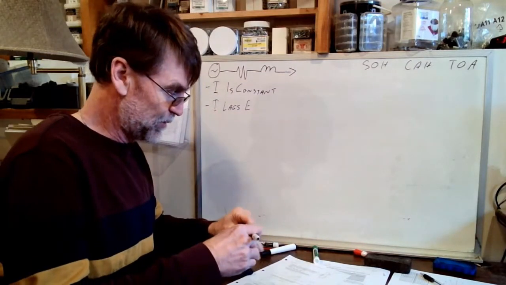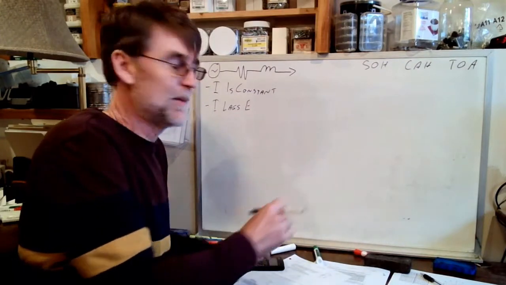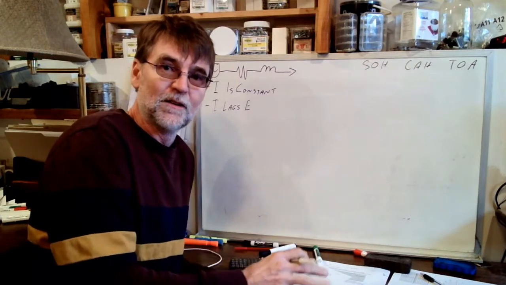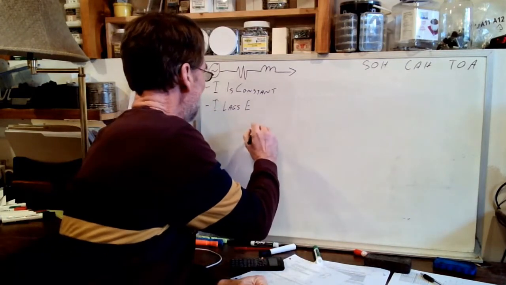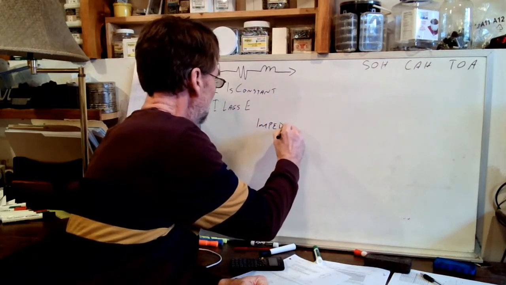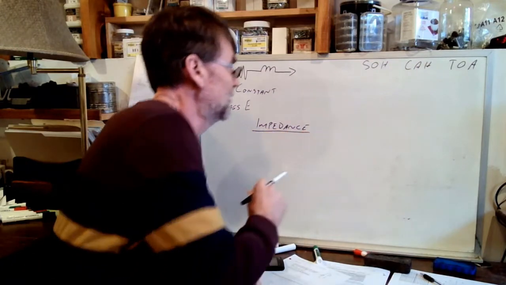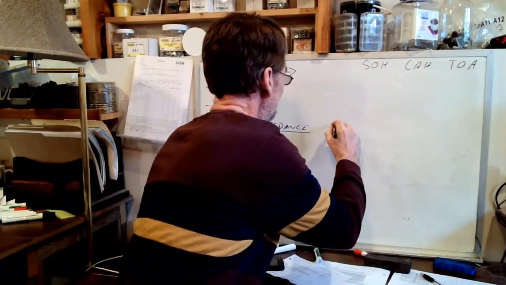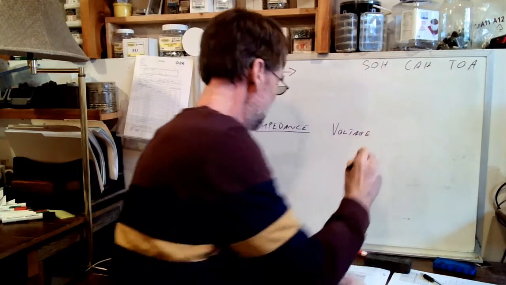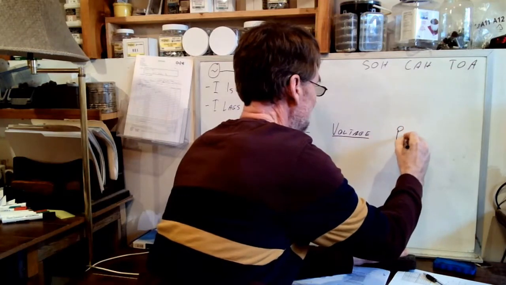Okay, so here's the process. I didn't really draw it out this way the first time, so I could blow it up a little bit. We could talk about it. But what I suggest you do is you draw the three triangles every time. So we have the impedance triangle, we have a voltage triangle, and we have a power triangle.